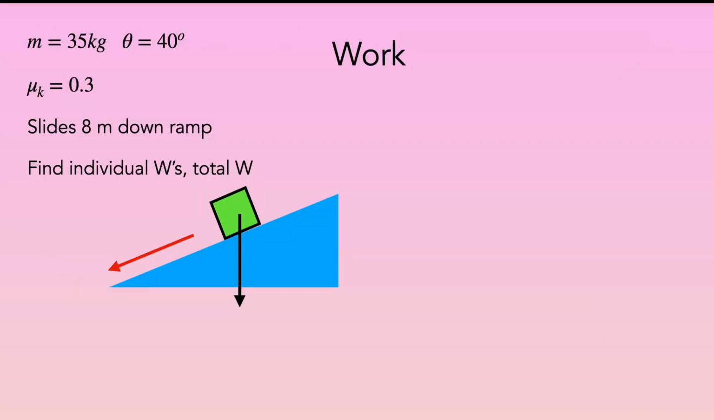Here's a little tougher problem. We're on an inclined plane. The angle of the ramp is 40 degrees. We've got the mass. We've got mu k. It slides 8 meters down the ramp. We find the individual works and the total work.